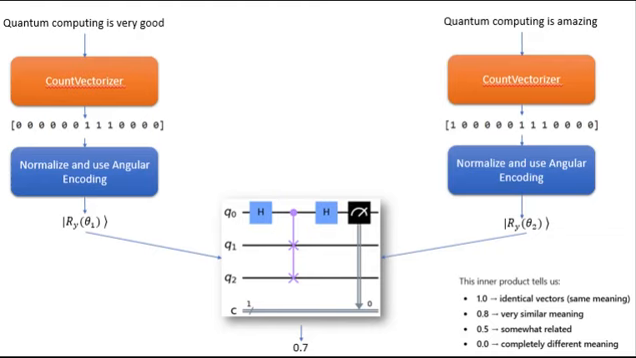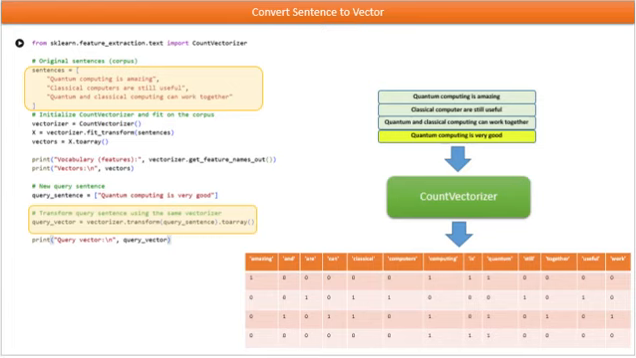to measure semantic similarity. Before we dive into quantum circuits, we first need to turn our sentences into something a computer, or in our case, a quantum computer, can understand. And the first step is vectorization.